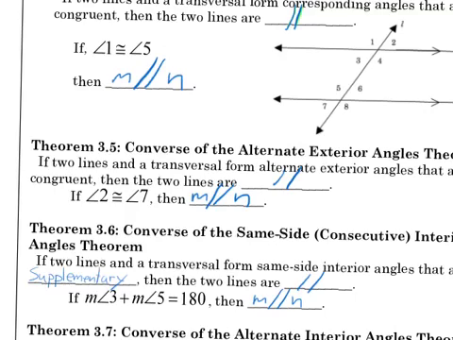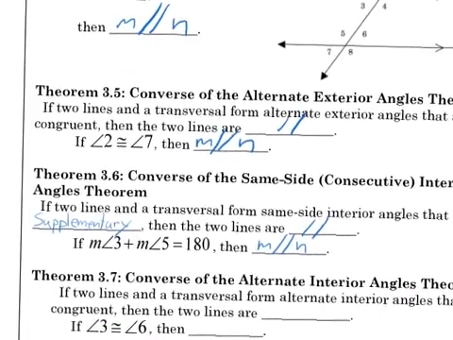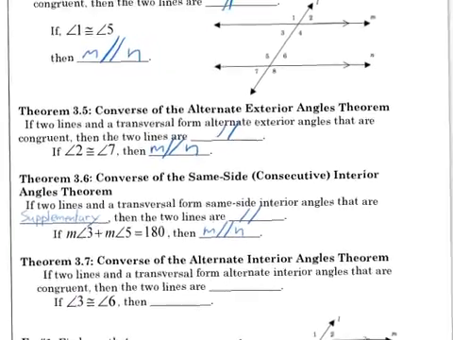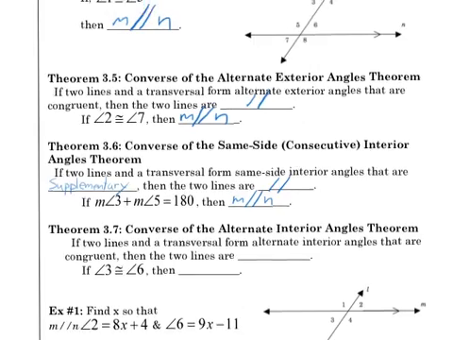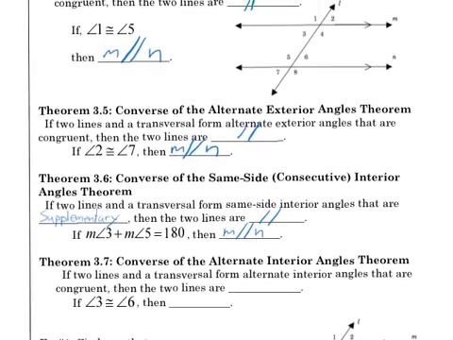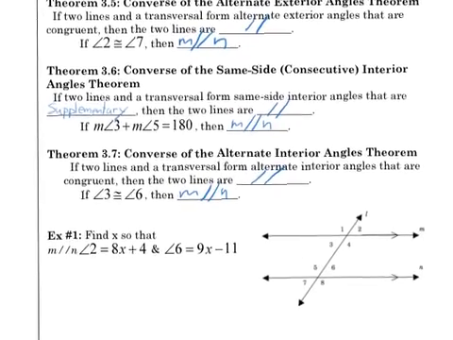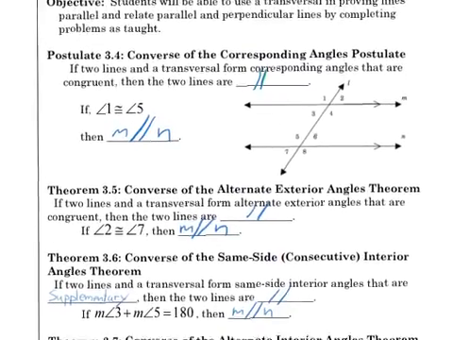So this, as you can tell, is pretty obvious, but this is just the opposite of what we've been doing. Okay, if two lines and a transversal form alternate interior angles that are congruent, then the two lines are, you guessed it, parallel. So, once again, 3 and 6, if they're congruent, that means these lines are parallel. That's it. So, a whole bunch of ways to show the lines are parallel. That's mainly what these theorems all say. And they're all just different ways of proving the same lines parallel.